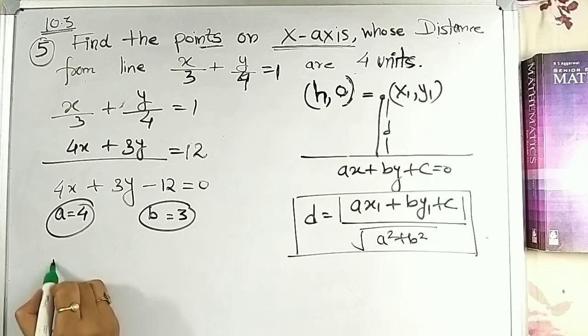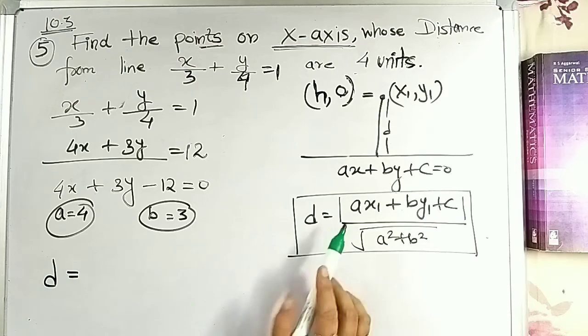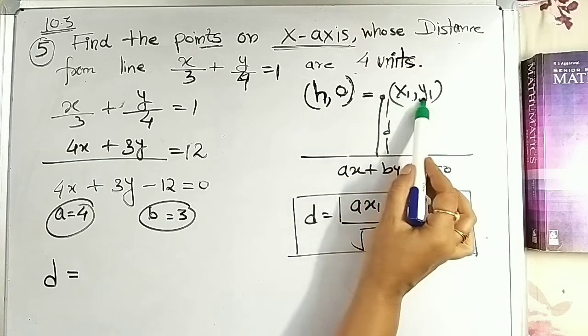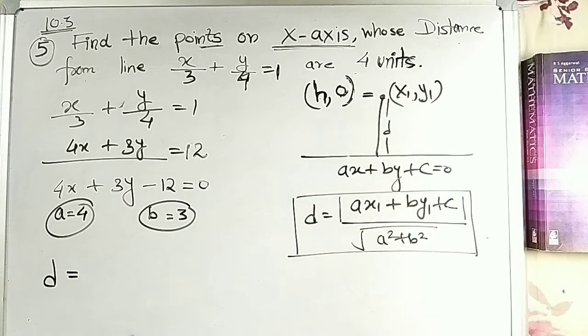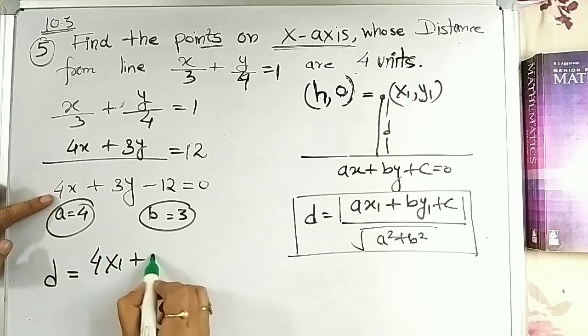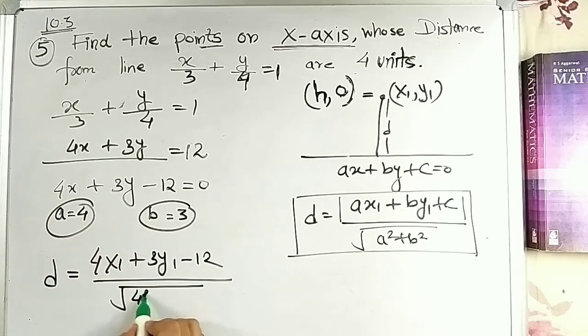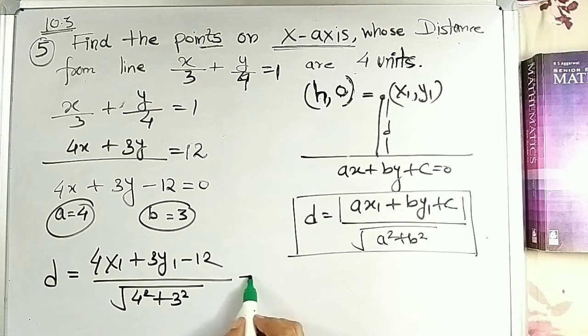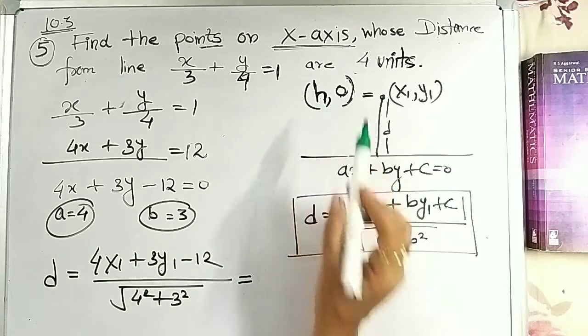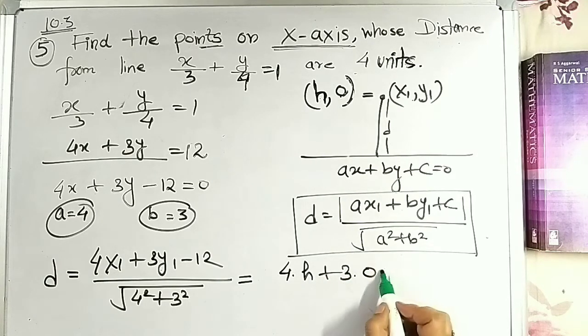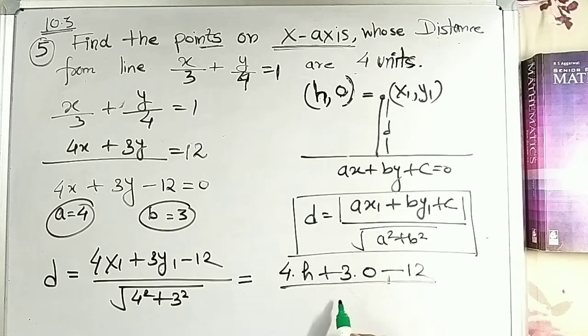So guys, just let me put the formula. D is (ax1 plus by1 plus c). What is x1 and y1 here? It is h and 0. So I need (4x1 plus 3y1 minus 12) by under root of a square plus b square, which is 4 square plus 3 square. So x1, y1 is h comma 0. So it will be (4h plus 3 into 0 minus 12) by what is this? Under root 16 plus 9. I think everybody knows it is nothing but 25.